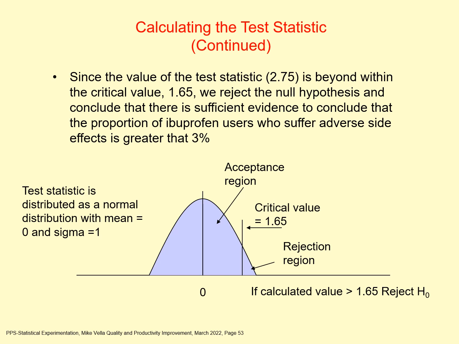Since the value of the test statistic, 2.75, is beyond the critical value of 1.65, we reject the null hypothesis and conclude that there is sufficient evidence to conclude that the proportion of ibuprofen users who suffer adverse side effects is greater than 3%. Again, using the little graph, our critical value for this one-tailed test is z equals 1.65. Our calculated z value was greater than 1.65, so we reject the null hypothesis.